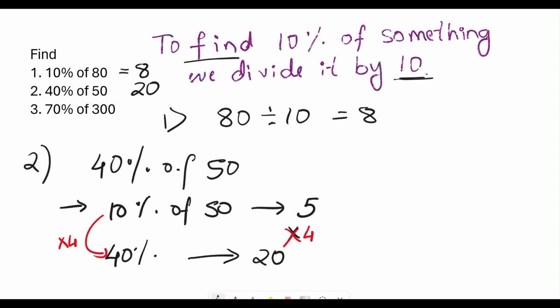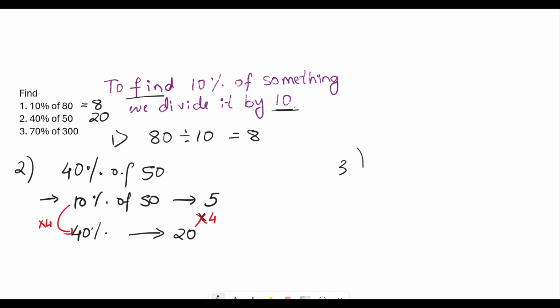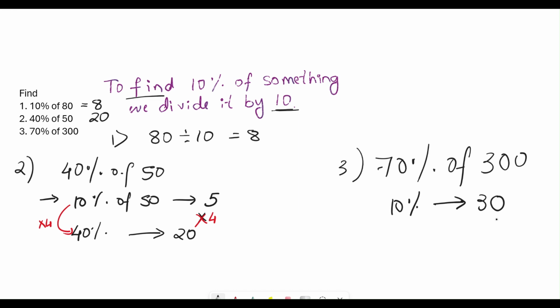Now let's see the third one. The third question is to find 70% of 300. So the same step, find the 10% of 300. So my 10% of 300 is 300 divided by 10, which is 30.